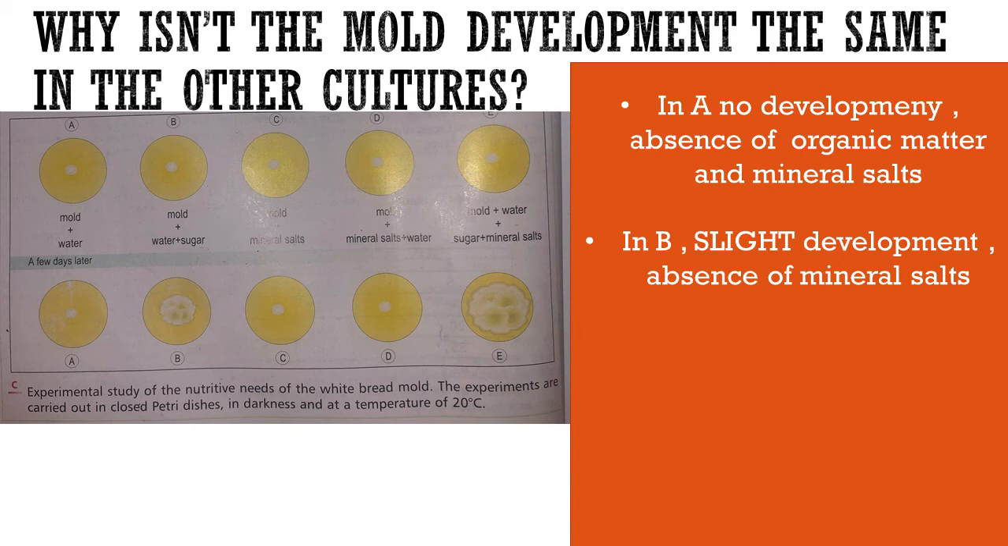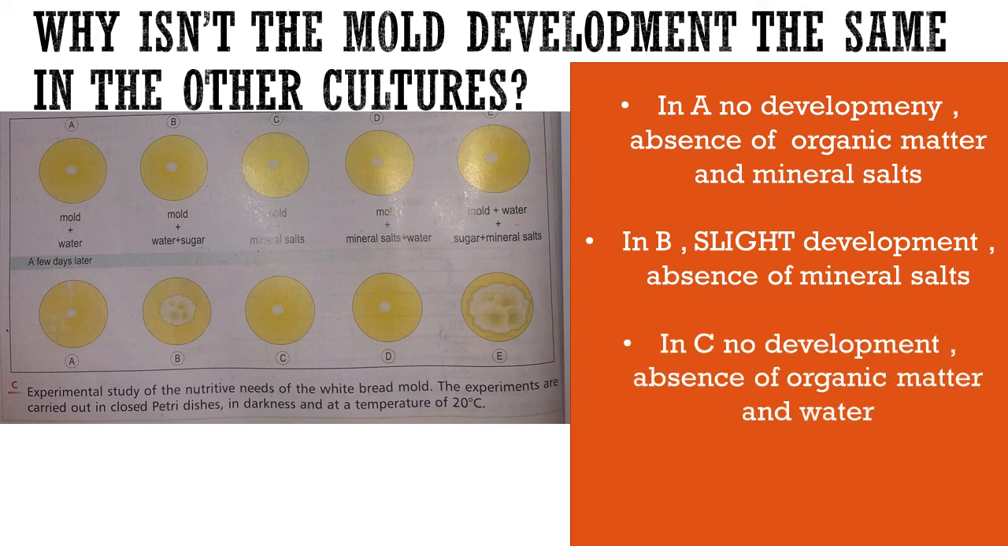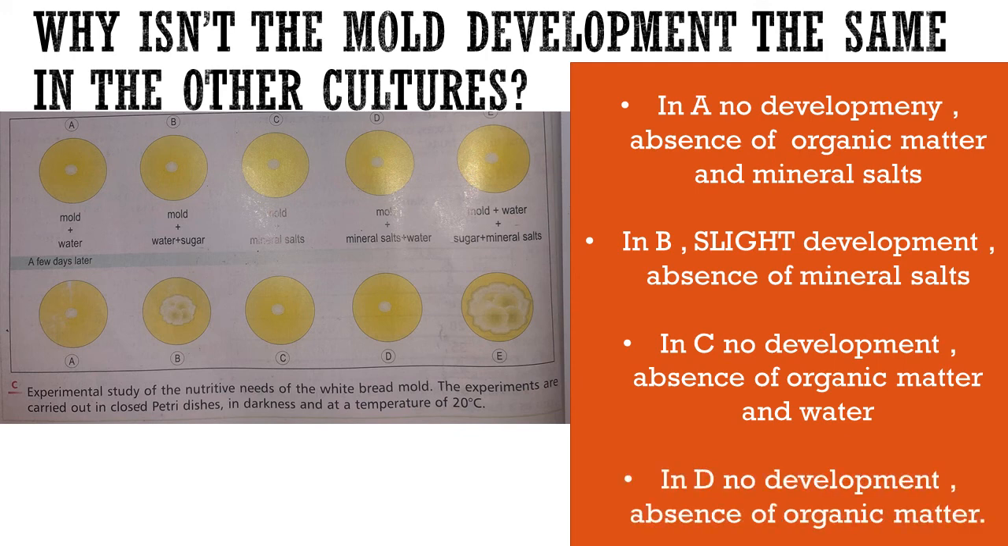In B, there is a very slight development, a very small development. Why? Because there are no mineral salts. So there is mold, there is water, and there is sugar, but there are no mineral salts like in E. In C, there is no development. Why? Because there is no sugar and no organic matter, and there is no water also. In D, there is no development because there is absence of organic matter, which is the sugar.